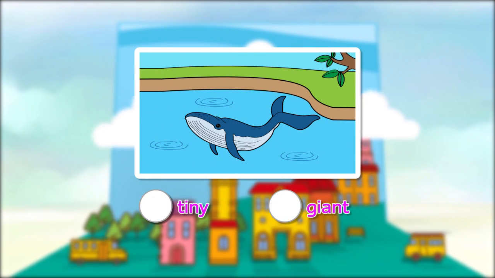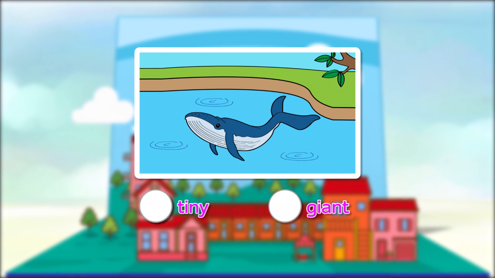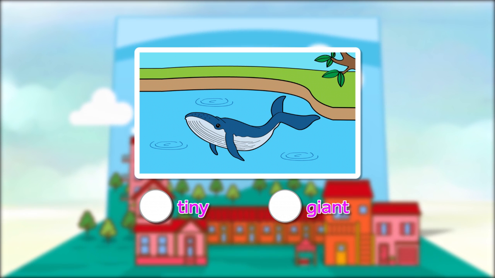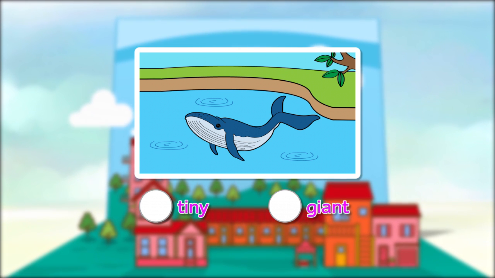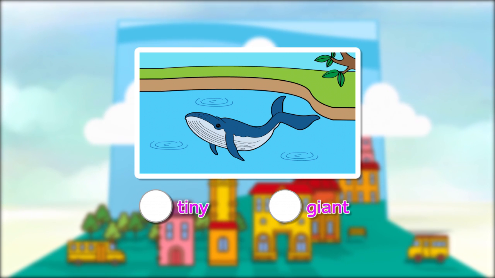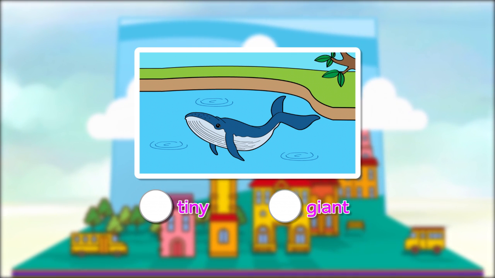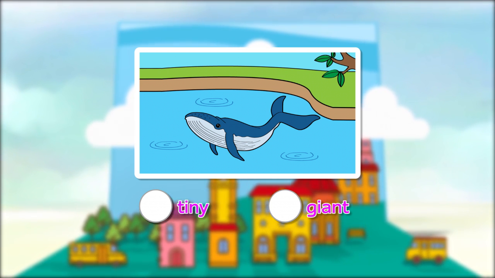Next, a whale. What kind of a tail does a whale have? Is it tiny or giant? Tiny or giant? Yes, giant is the correct answer.